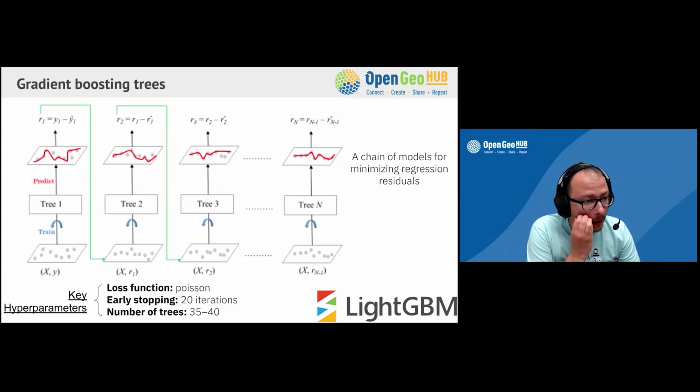And basically, we model this with the LightGBM, and here you can see the key parameters. So we use a Poisson loss function, 20 iterations at early stop, and between 35 and 40 trees. Next slide.